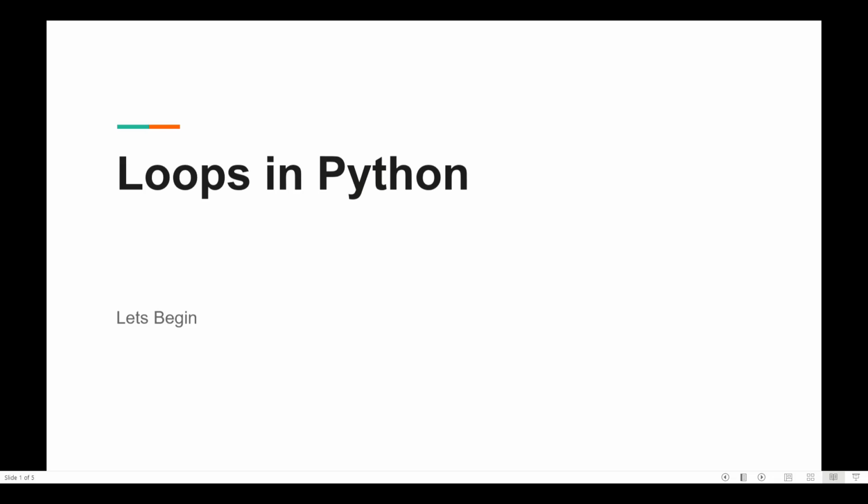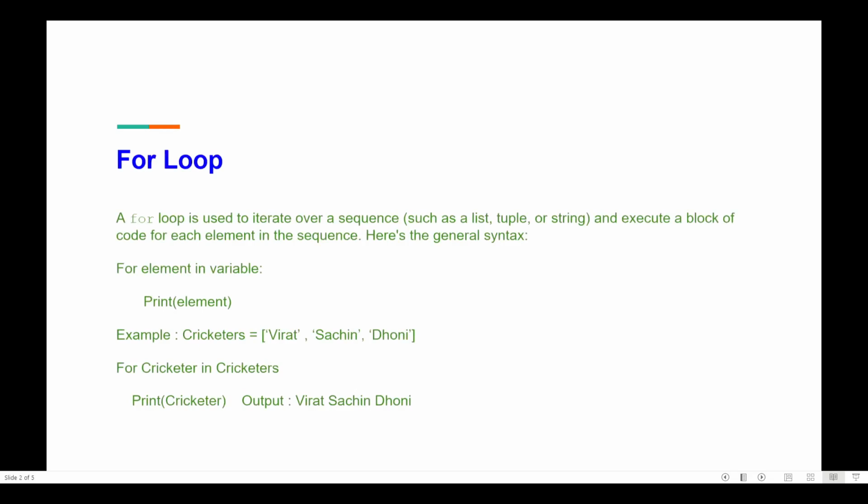So now we will see loops in Python. So let's begin. There are two types of loops, for loop and while loop. First of all, we will start with the for loop. A for loop is used to iterate over a sequence such as a list, tuple or string and execute a block of code for each element in the sequence.